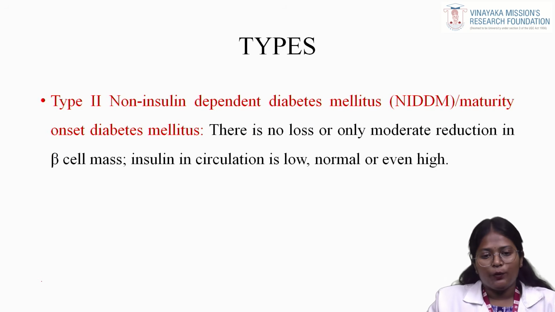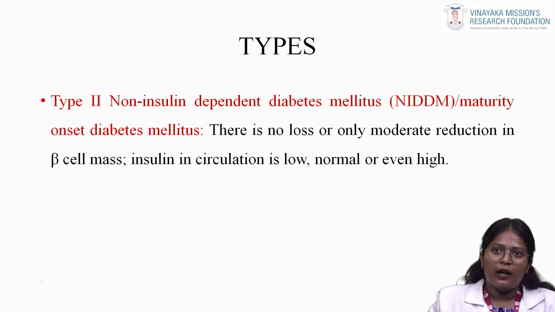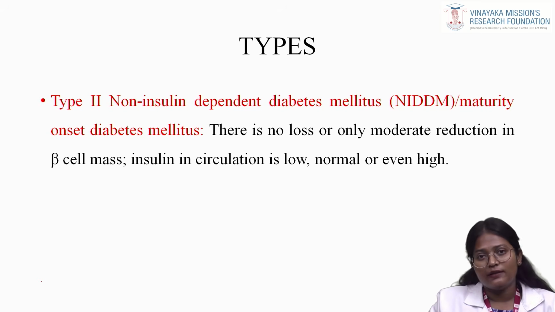Moving to type 2. Type 2 is non-insulin dependent diabetes mellitus. It does not primarily depend on the level of insulin in the body, but type 1 is primarily dependent on the insulin level in the body. So the drug of choice for type 1 diabetes mellitus is always insulin. Type 1 is juvenile diabetes, affecting younger patients. Type 2 is maturity onset diabetes mellitus, that is, this kind of diabetes can happen after a certain age.